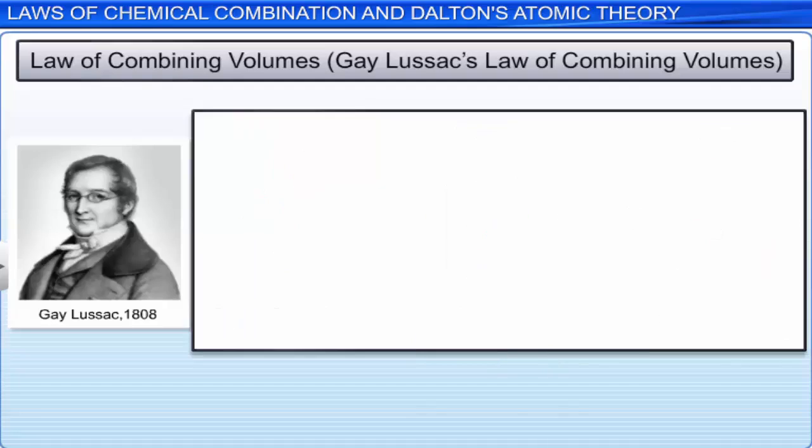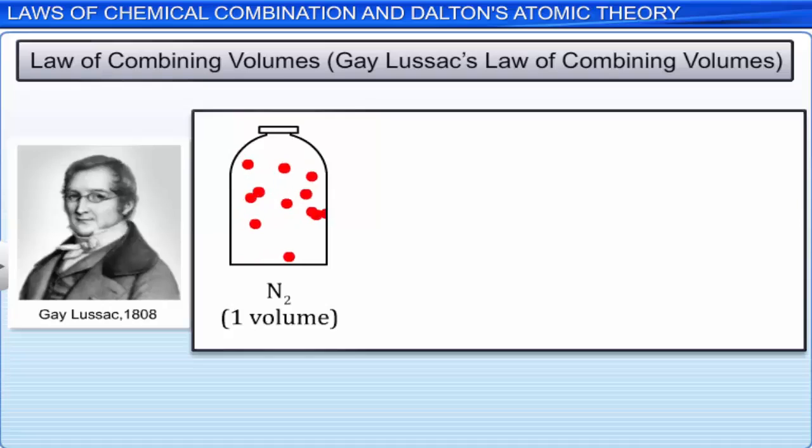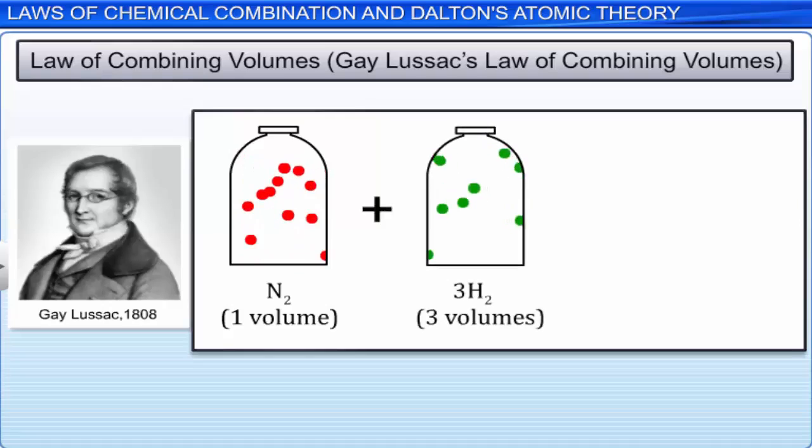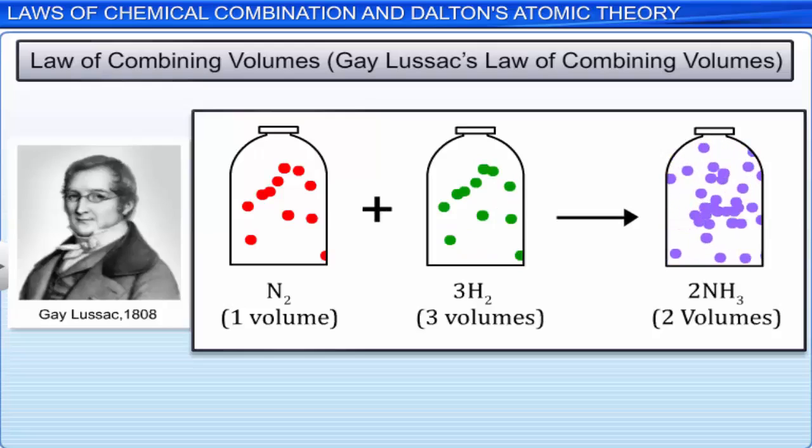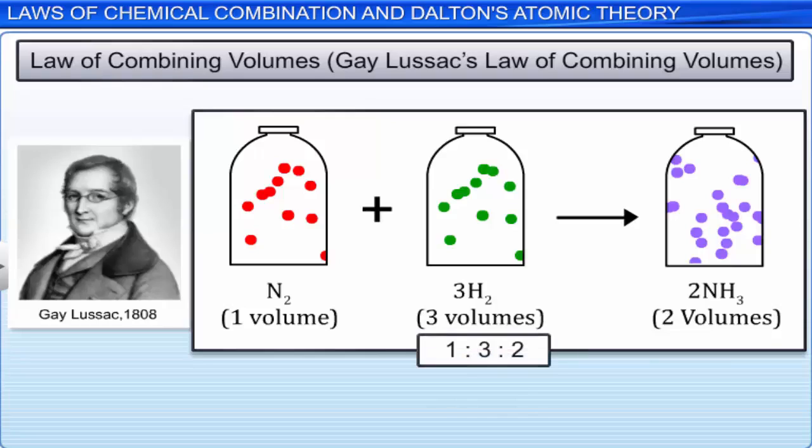Another example is when 1 liter of nitrogen gas reacts with 3 liters of hydrogen gas to produce 2 liters of ammonia gas. Since all the reactants and products are gases, the mole ratio of nitrogen gas to hydrogen gas to ammonia gas is same as the ratio of the volume of each gas participating in the reaction. That is, 1:3:2.